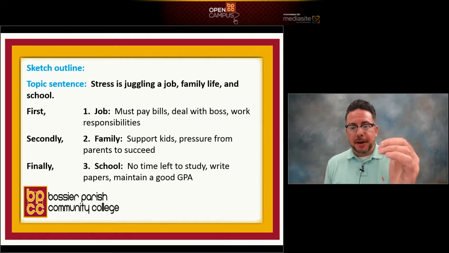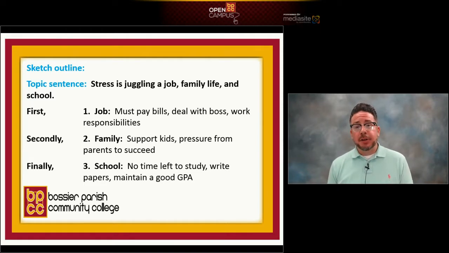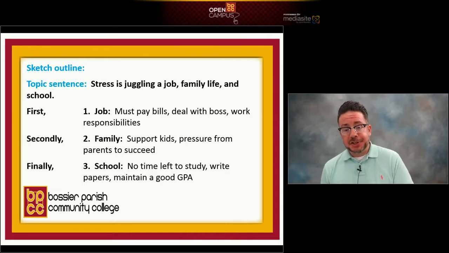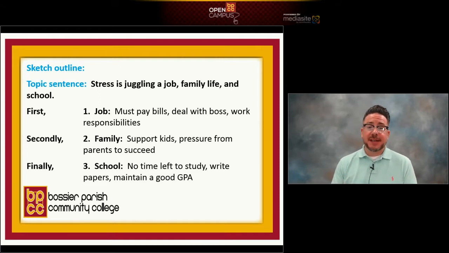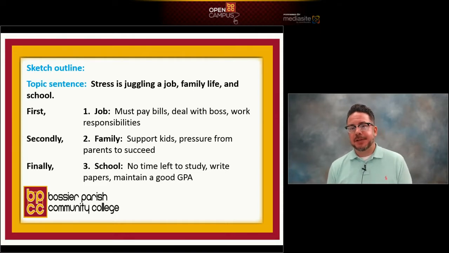So now I've got my 3 supporting points. I'm going to list those in order. I decided on using emphatic order, and I thought that school was the most stress-inducing of those 3 things, and so I saved it for last. And then I added in my transitions. I decided on first, secondly, and finally. And next to each supporting point, I added some specific details that I could discuss in my paragraph.